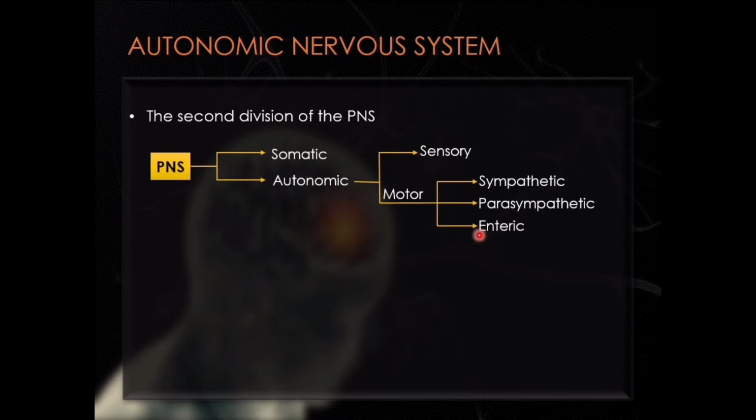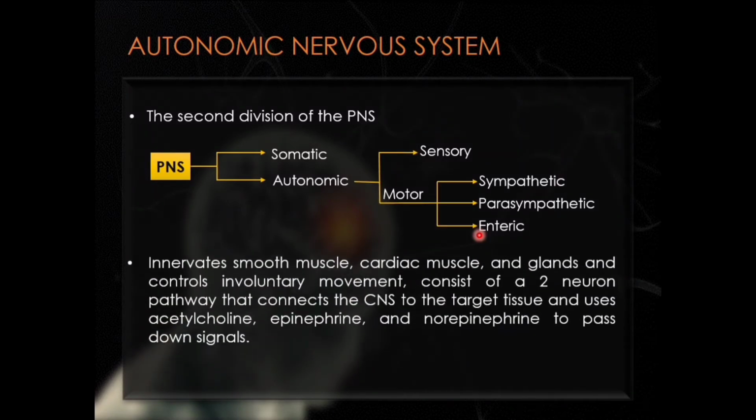The autonomic nervous system innervates cardiac muscle and smooth muscle, and also innervates different types of glands found inside our body. So that means the autonomic nervous system controls the rate of the beating of the heart, and also controls, for example, the dilation and constriction of our blood vessels. So it's the autonomic nervous system that controls all our involuntary movements, or the movements that we cannot actually control.